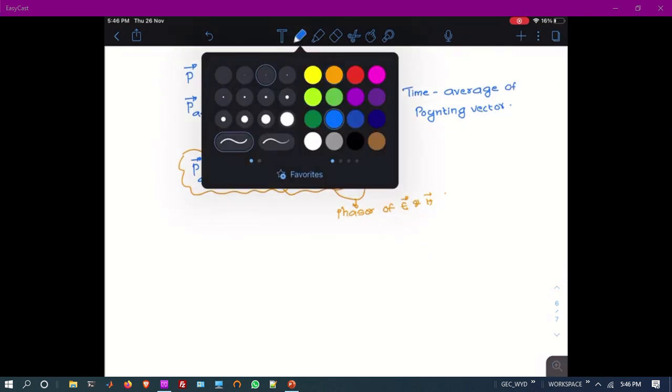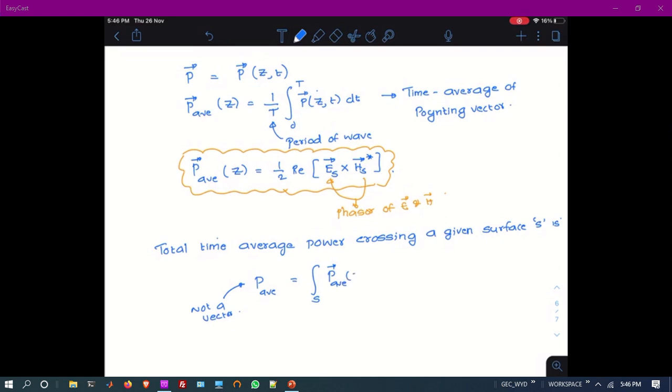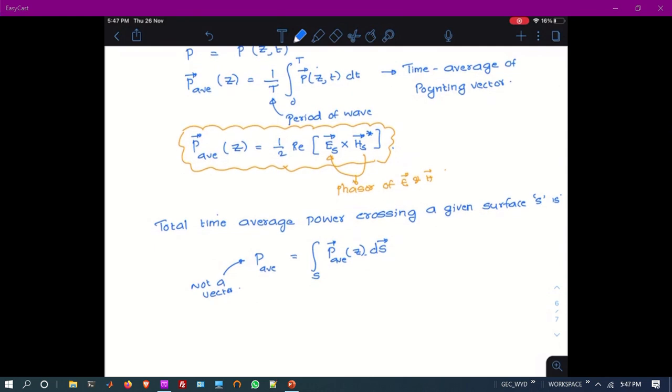Now the total time average power crossing a given surface S is P average. Note that this is not a vector. It is equal to, across the surface, you average P average of z for the surface. Okay, this is the total time average power crossing a given surface. Don't confuse this with this P average of z. So I'll just write it as PAVG, just to make sure that they are totally different.